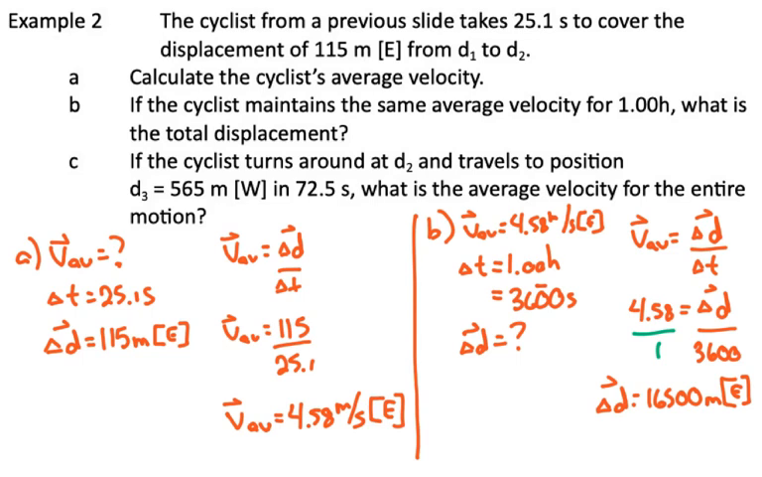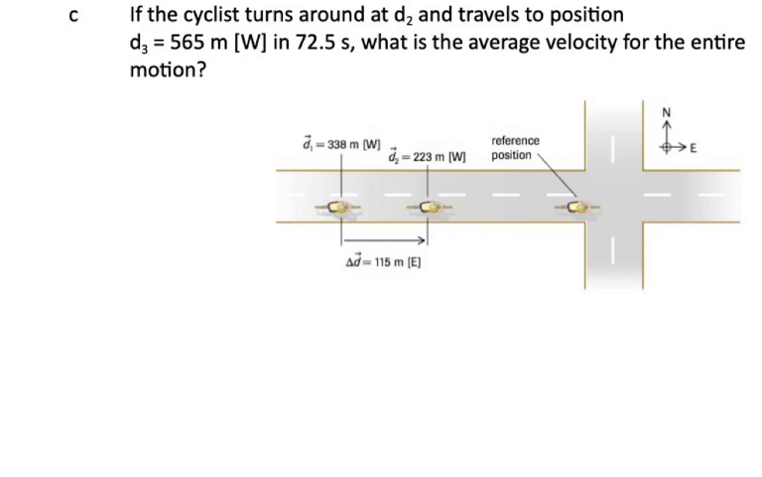I'm just going to clean this off to do question C, and I've put the question down again along with the image that's on that slide. If the cyclist turns around at D2 and travels to position D3, which is 565 meters west, in 72.5 seconds, what's the average velocity? So the cyclist now is not at D2. He has turned around, he is at D3, which is somewhere over here to the west. This is at 565 meters west. What is the average velocity?